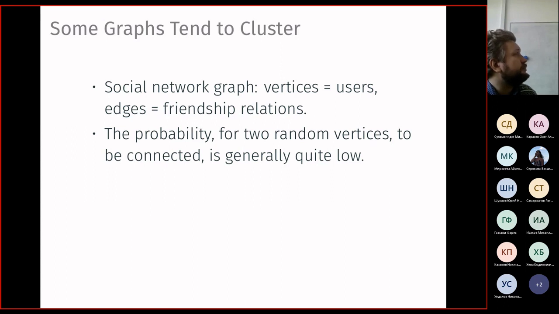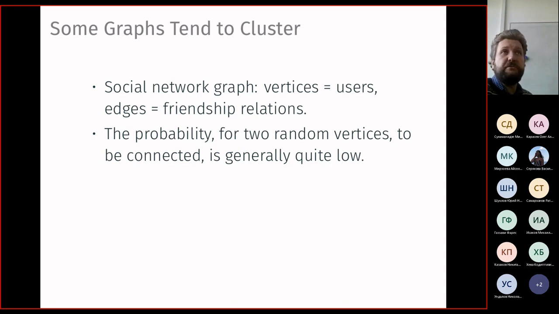So how do these graphs tend to cluster? How can we measure that? Take the probability for a pair of vertices to be connected. It is calculated in the simplest way: you take the number of edges inside the graph and divide it by the maximal possible number of edges, which is n multiplied by n minus 1 divided by 2, just the total number of pairs of different vertices. In general, this is quite low.